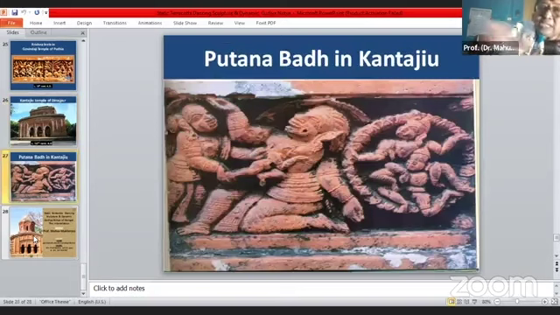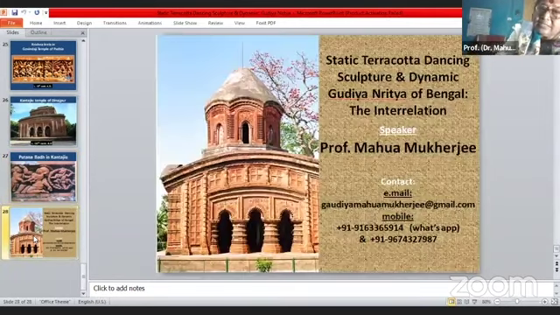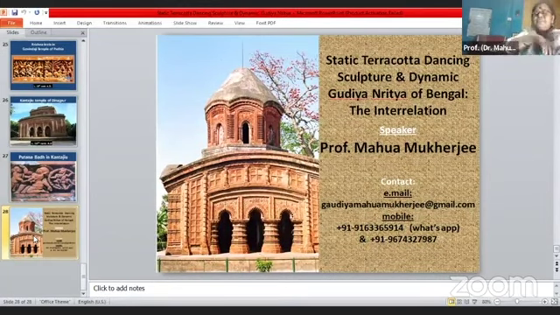And this is Putana Moksha. We do that. This story part, story narrative part, Natya, Putana Badha, Putana Moksha. So this all from these 3 phases, which is enriching us, these terracotta panels.